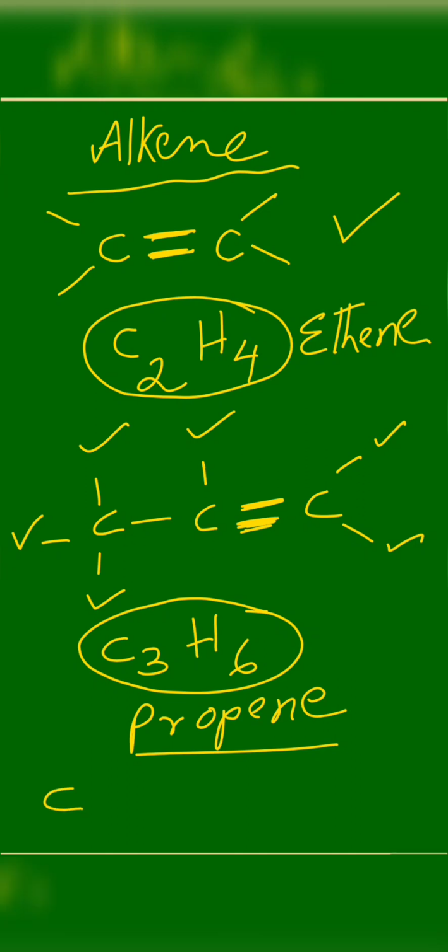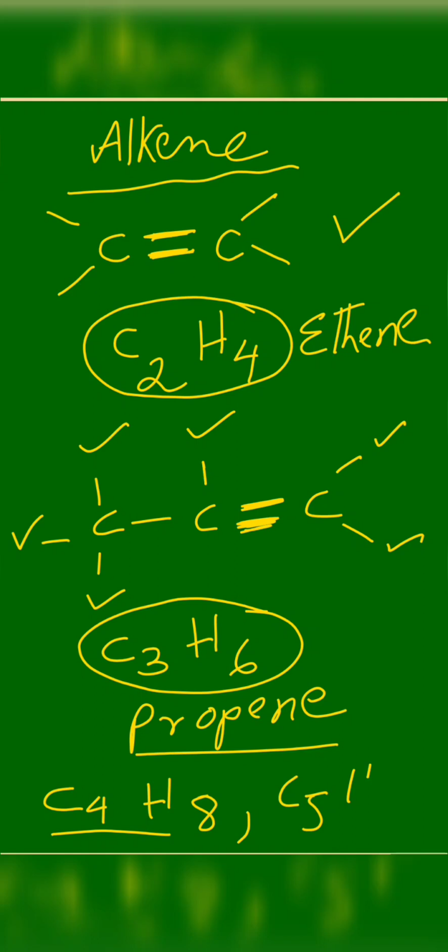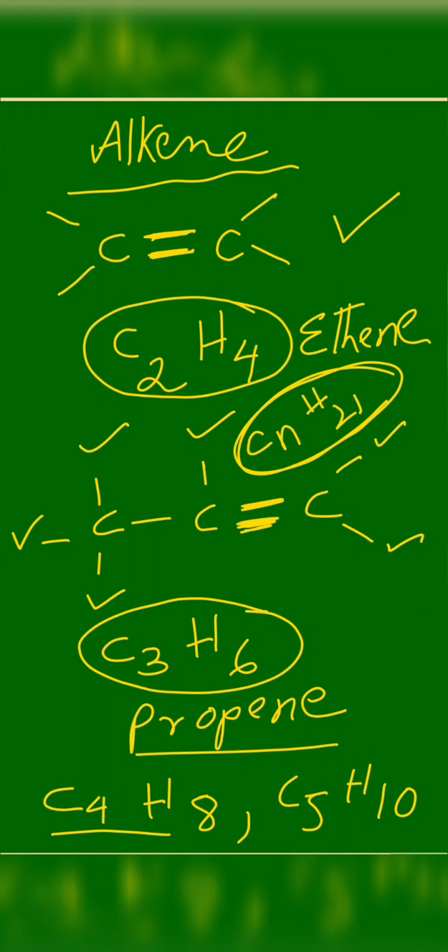C4 and H8, it will be butene. C5H10 will be pentene. And what is the general formula then? I have little space here, let me write the general formula here. It is CnH2n. So if n is 2, then C2H4.